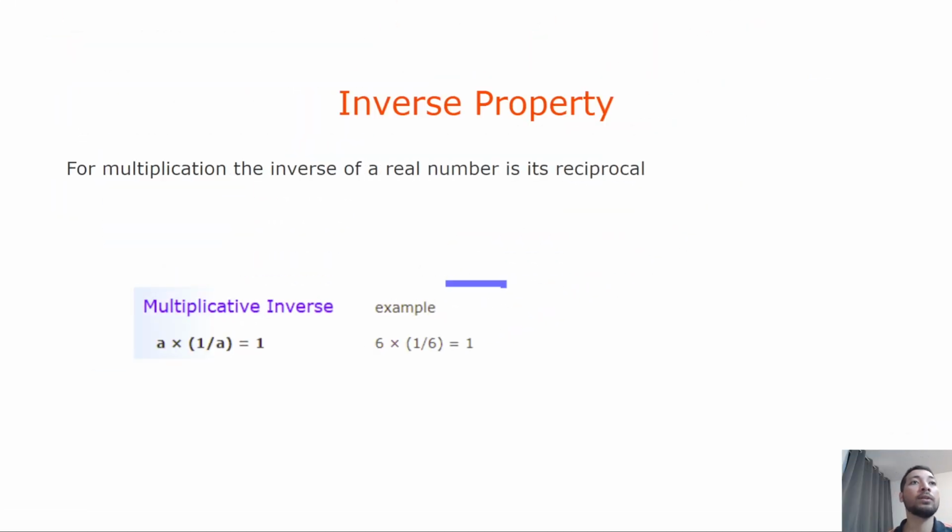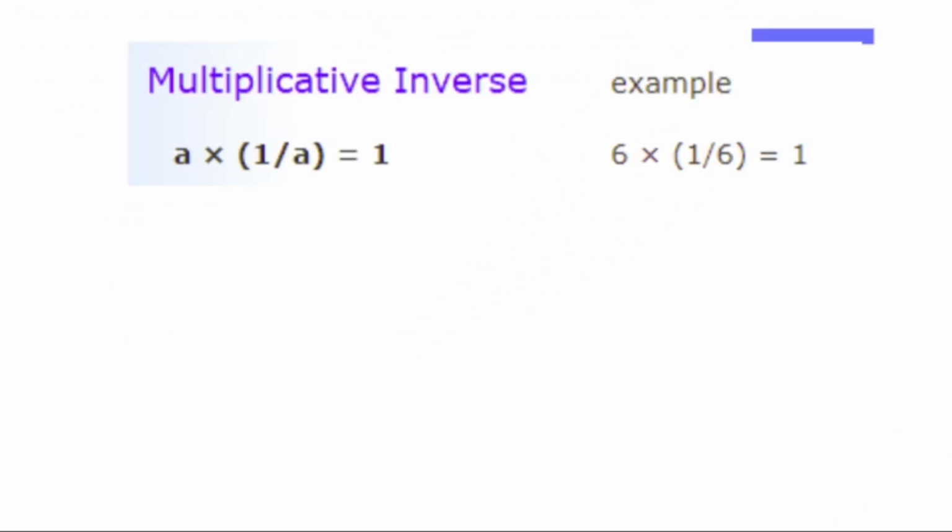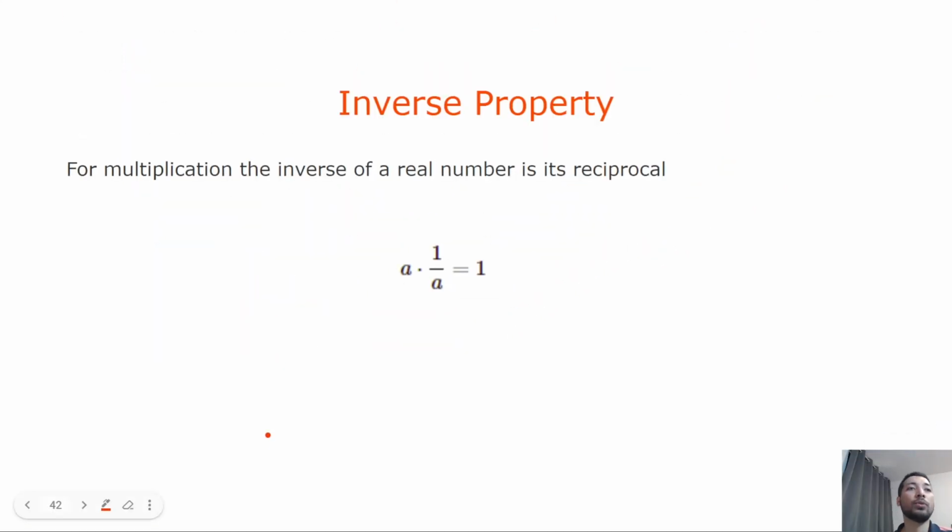For multiplication, the inverse of a real number is its reciprocal. So if you have any number, we just take that reciprocal to get the multiplicative inverse. So for 6, the multiplicative inverse is 1 over 6. And if you multiply these two numbers, we get 1. Let's see an example with a fraction.